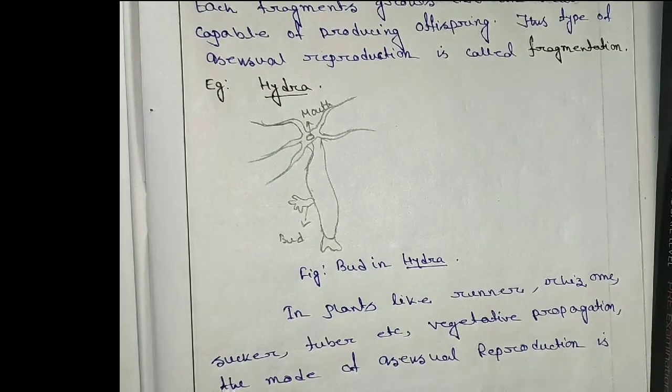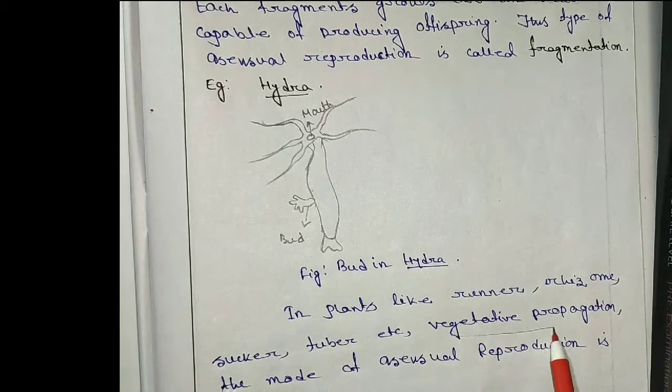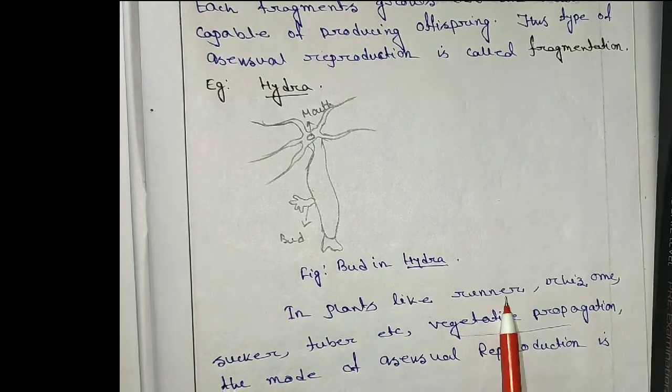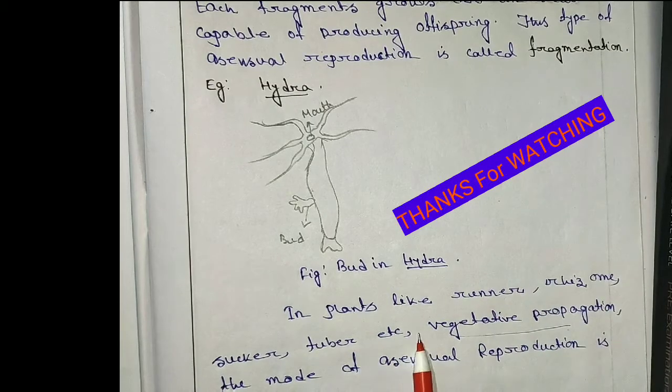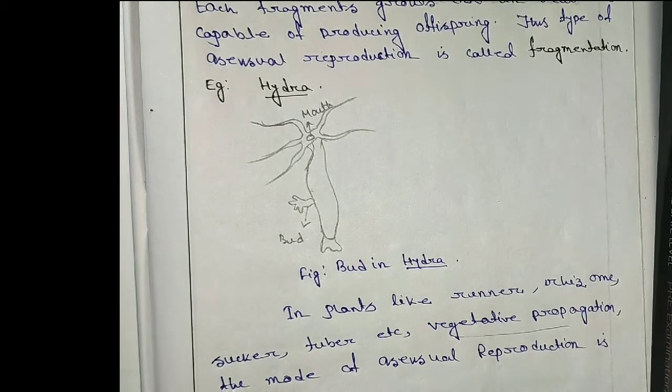Another type of asexual reproduction is vegetative propagation, which is found in plants like runner, rhizome, sucker, tuber, etc. Vegetative propagation is a mode of asexual reproduction found in plants.